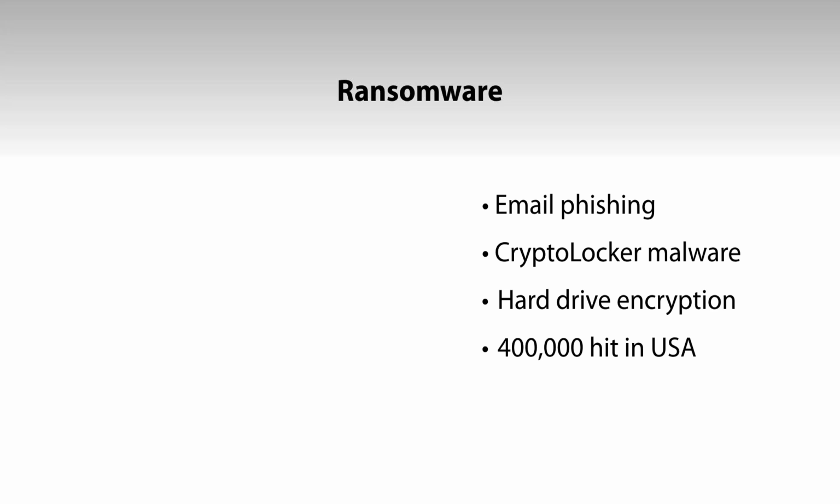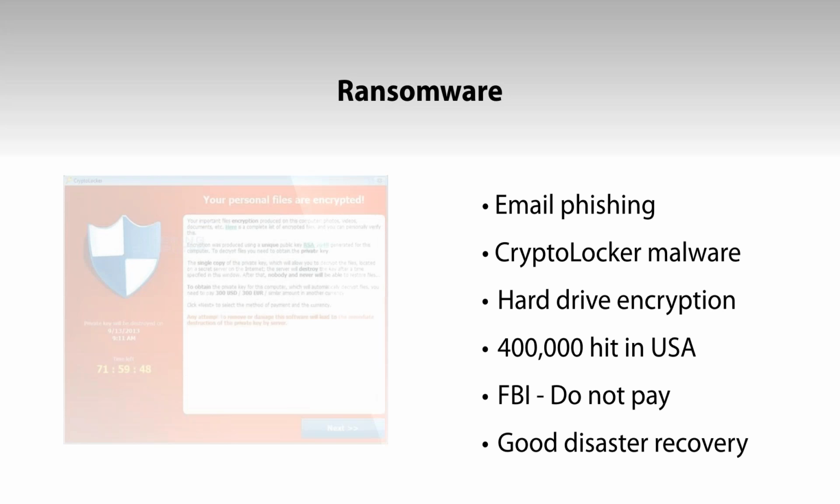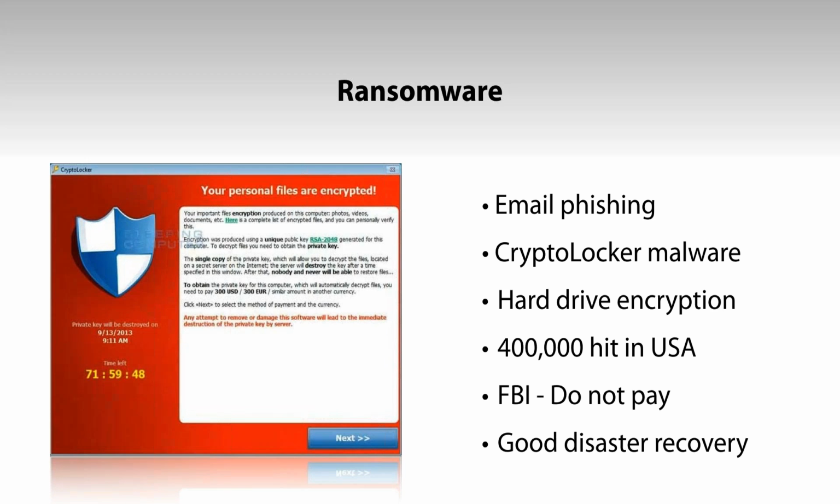But the number of people that have been hit by this in the last 2 years, it's been around for about 1.5 to 2 years now, about 400,000 people in the United States have been hit. The FBI is saying do not pay. We'll talk about that in a second. But the biggest thing about this is having a really good disaster recovery plan from a technical standpoint. And this is a screen that I'm sharing with you now that is seen with the original CryptoLocker. There's a newer screen that comes out depending on who's made the software for you.